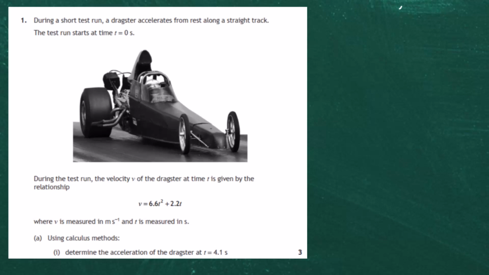Question 1 from the 2022 Advanced Higher Physics Examination from the SQA. During a short test run, a dragster accelerates from rest along a straight track. The test run starts at a time t equal to 0 seconds.